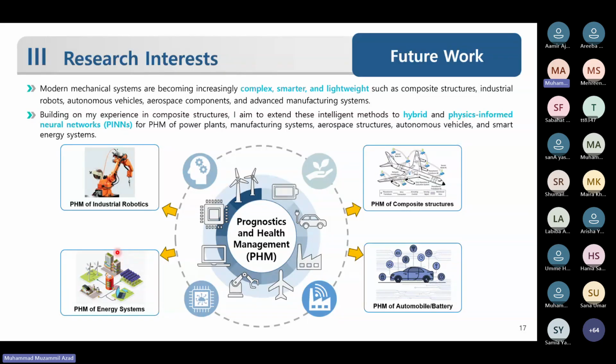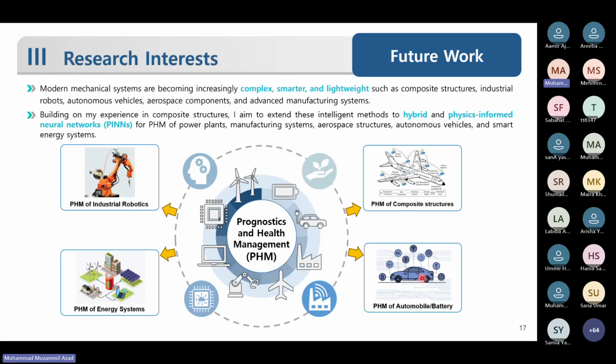Recently there has been an increased trend in the use of renewable energies, and we can basically perform PHM of these energy systems. In these energy systems we can have solar panels or windmills that can be analyzed using these AI-based PHM techniques.